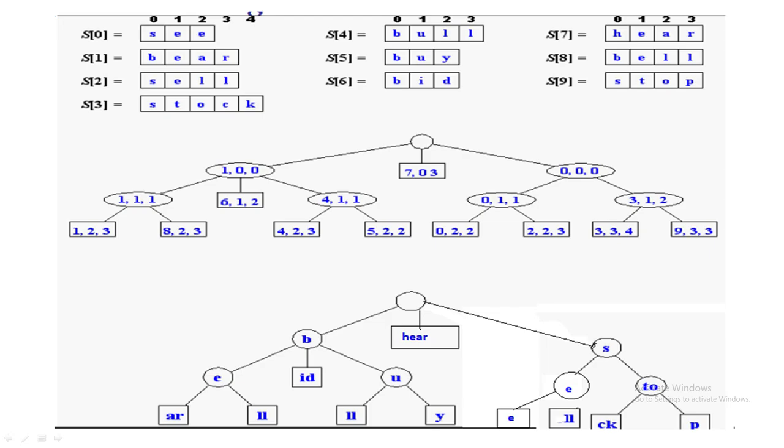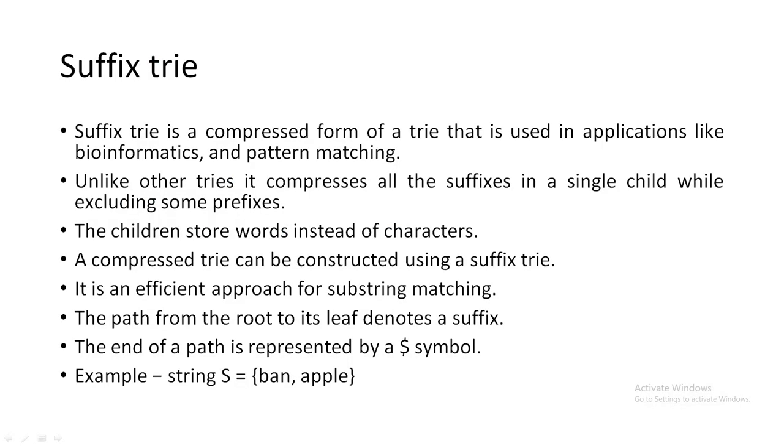For example, stop. So S is 0 0 0. TO is the third string, and 1 to 2. That is the TO. And P is present in the 9th string. The starting, there is one single letter, so 3 comma 3. This is the representation. Suffix trie is a compressed form of a trie.